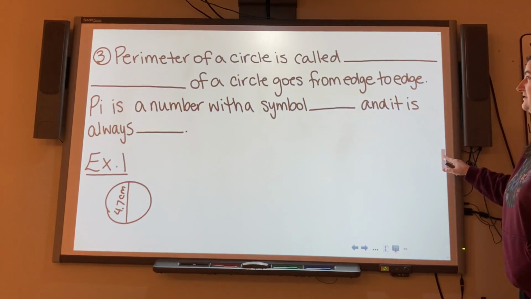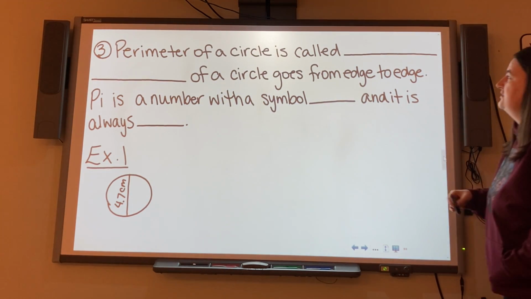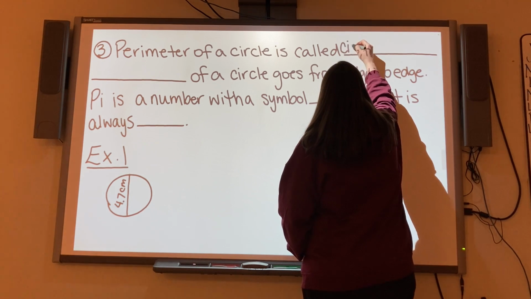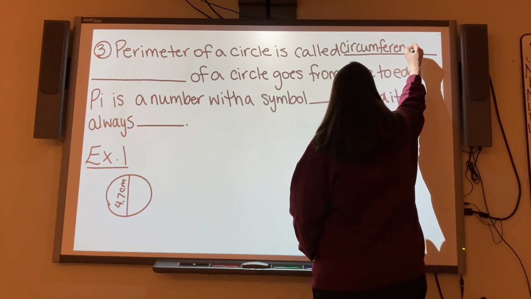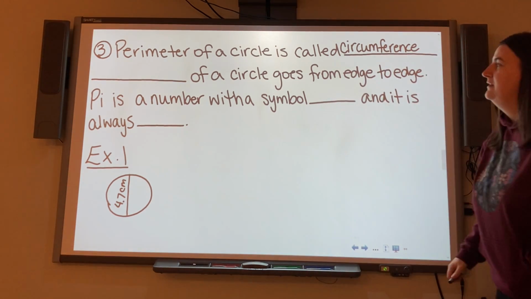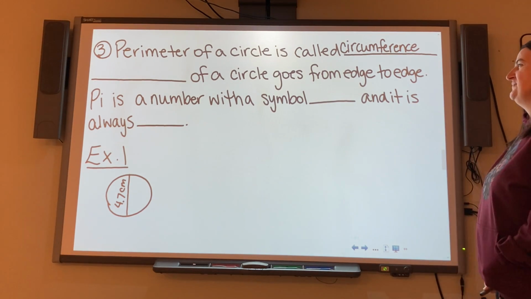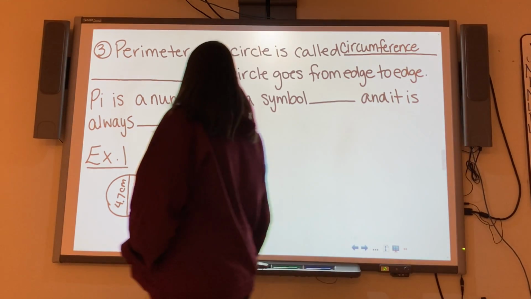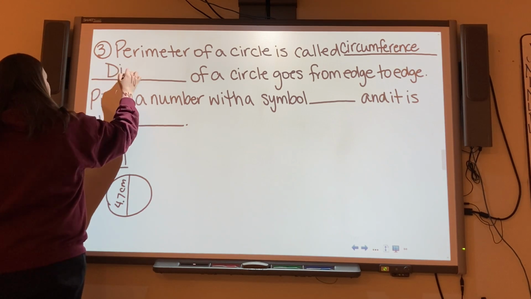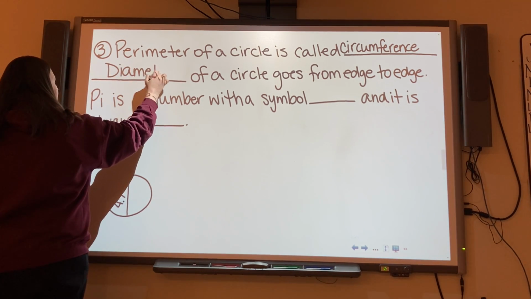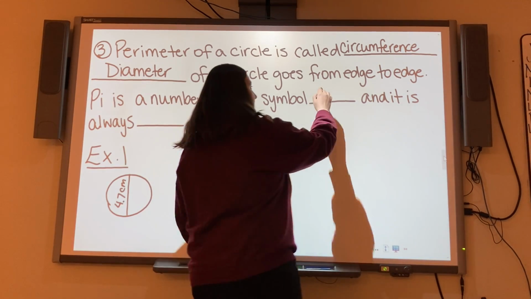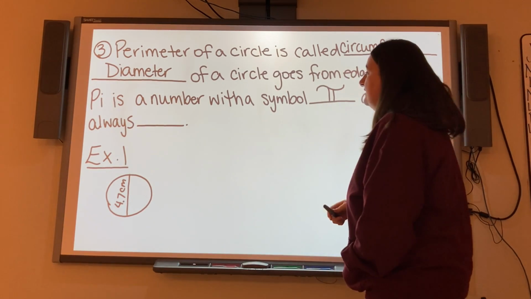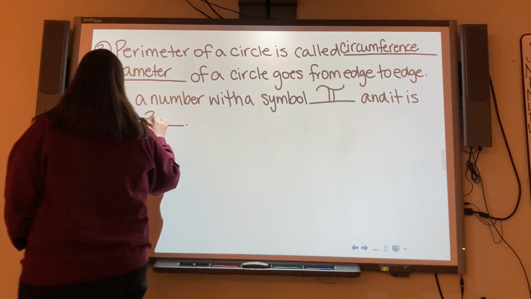Now we're going to work on circles. The perimeter of a circle is called circumference. Because remember, a circle doesn't have any sides. The diameter of a circle goes from edge to edge. Pi is a number with a symbol, and it is always 3.14.